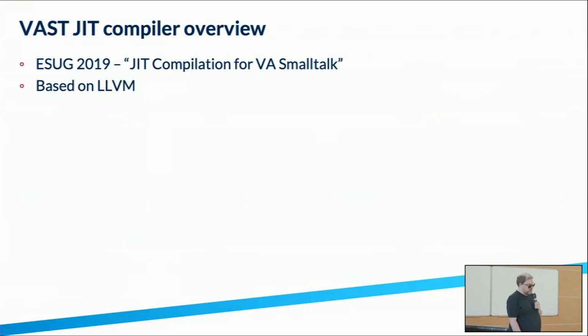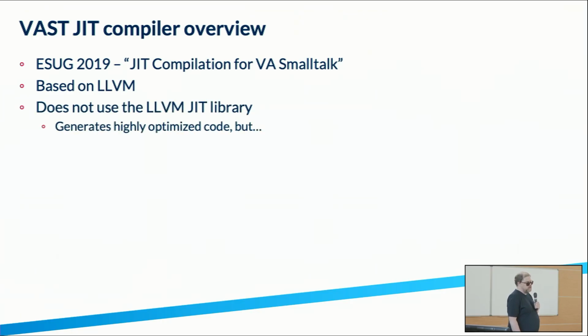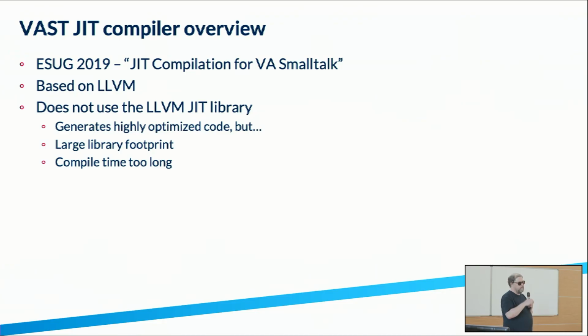The VAST JIT was presented at ESUG 2019 by a colleague of mine. The video is available on YouTube for those who are interested. It's based on LLVM, but it does not use the LLVM JIT library. That library is very good at highly optimizing code if you JIT an entire method, but it has a large library footprint, and it also has pretty long compile times to get this efficient assembly.